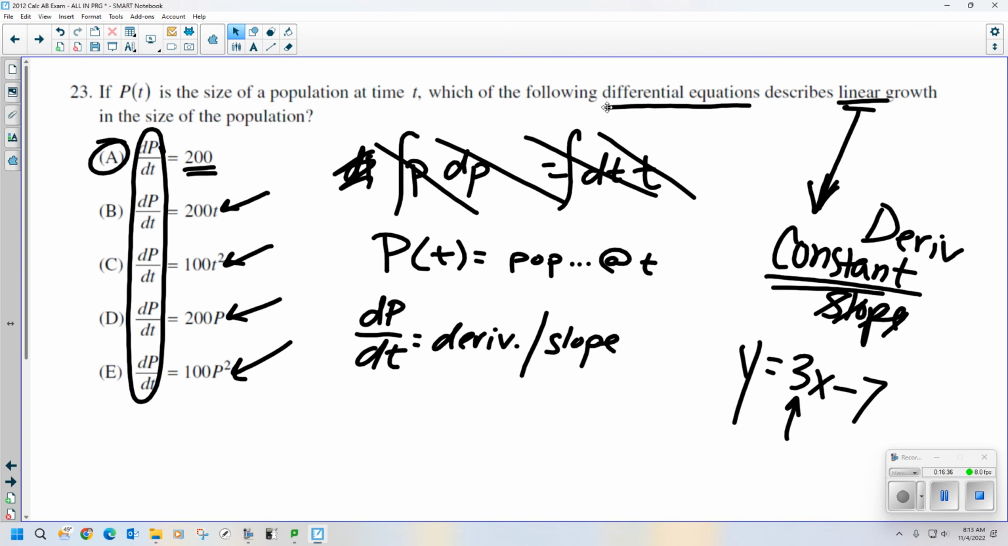So now that you see how easy that is, you're probably like, oh, thank God that was easy. But I think it's easy enough that people are going to get confused and might not get this right. Or they might pick 200t because in an equation of a line, you have a constant in front of your variable. I don't know. But very simple.